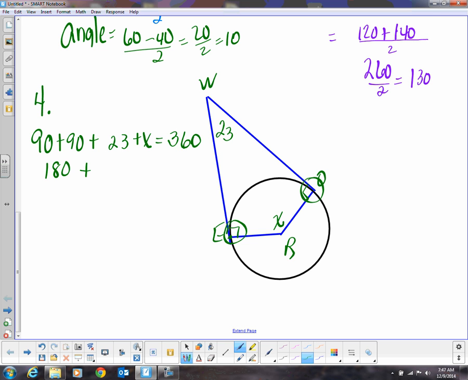Plus X is equal to 360. This is going to be 203. So how do I solve for X? Subtract 203. That is going to be 157. Next.